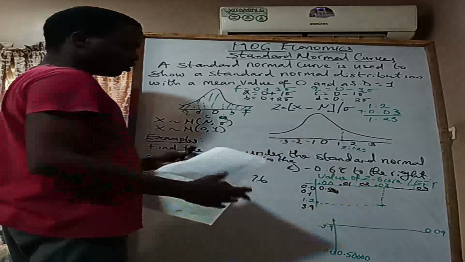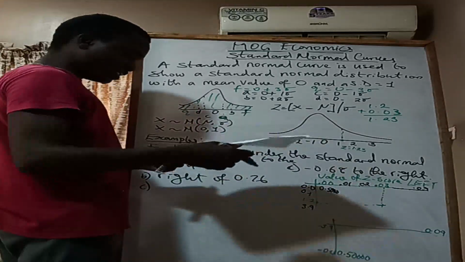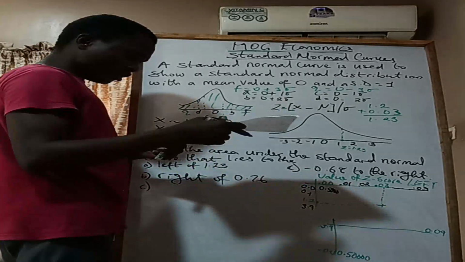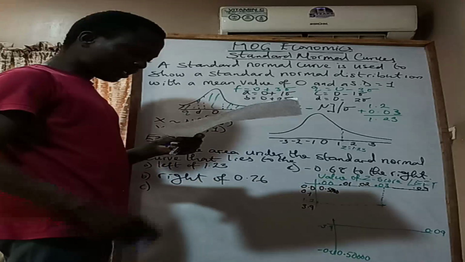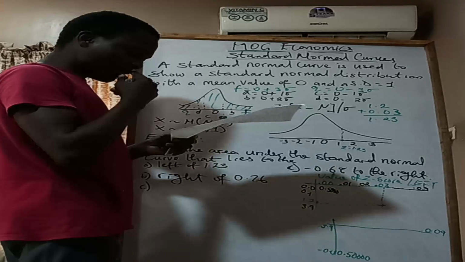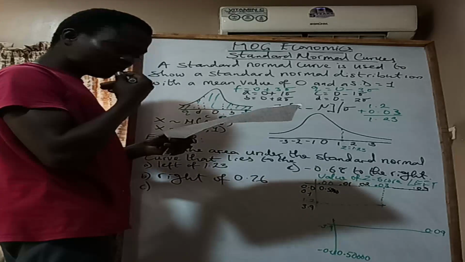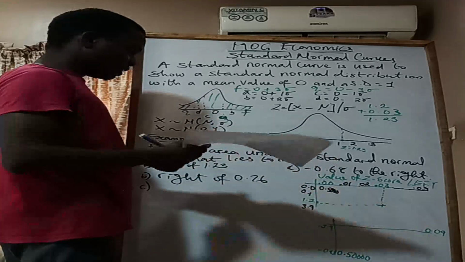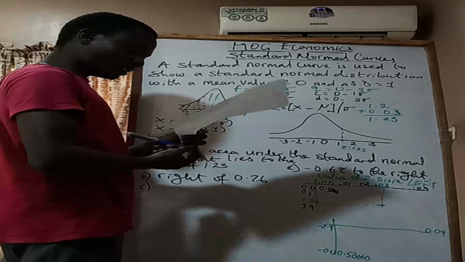So 1.2 under 0.03. So you'll be getting, you're telling me, right? Let me verify it here. So I think you'll be having 0.8907. So we're having 0.8907. That is the area.